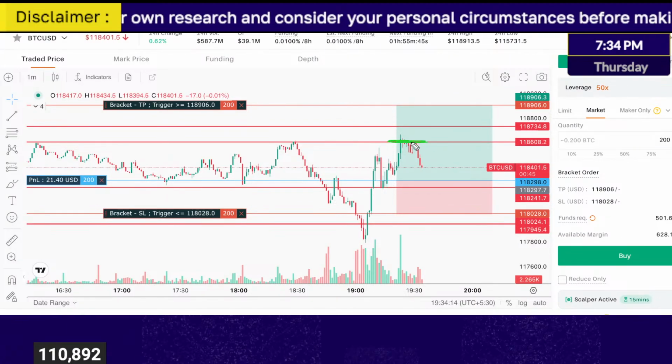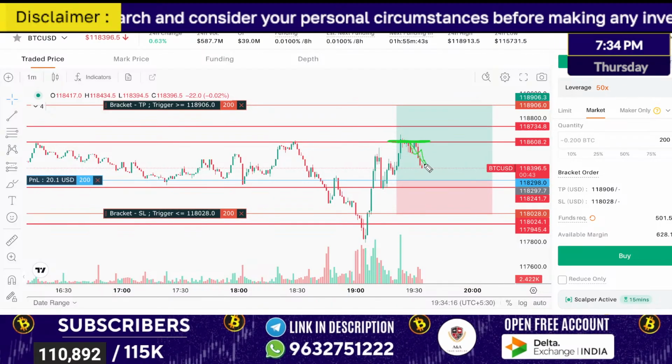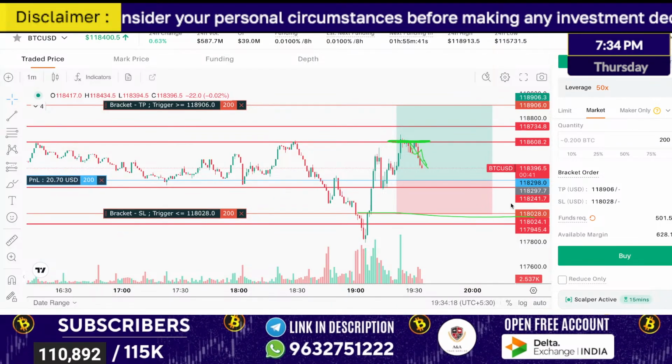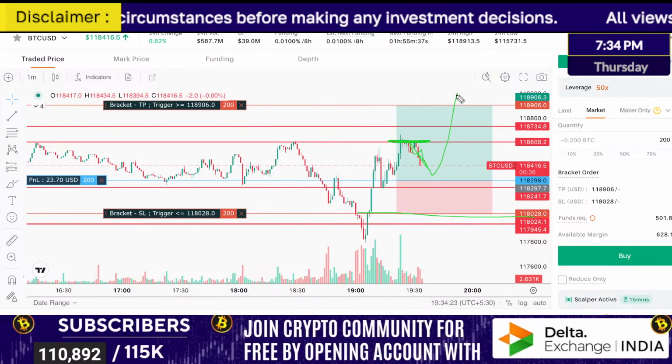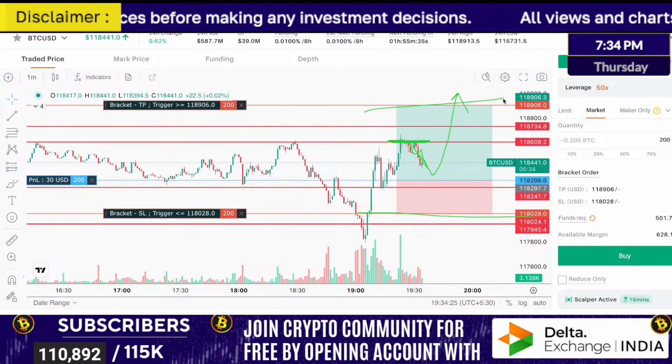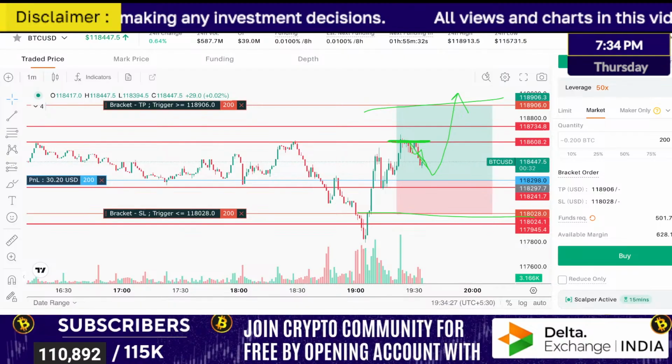Friends, already I said safe traders to exit here. Those who exited, fine. I've not made any changes to the setup. I'm just leaving it as it is. If it's a correction and achieves the target, fine. That's what I'm going to stick to.